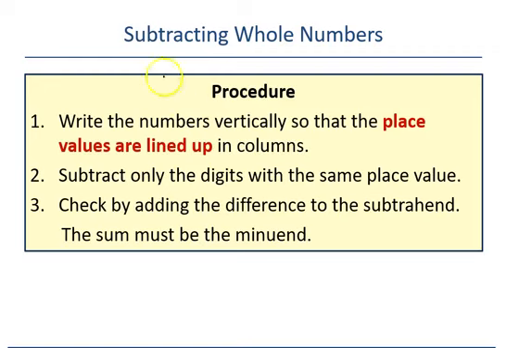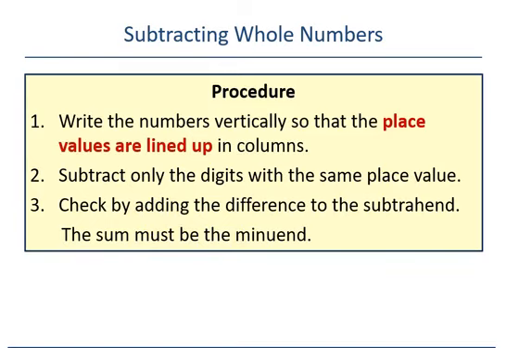So, subtracting whole numbers. Write the numbers vertically, just like what we did with addition, and place the values lined up in columns. Subtract only digits with the same place value. Check by adding the difference to the subtrahend. The sum must be the minuend.